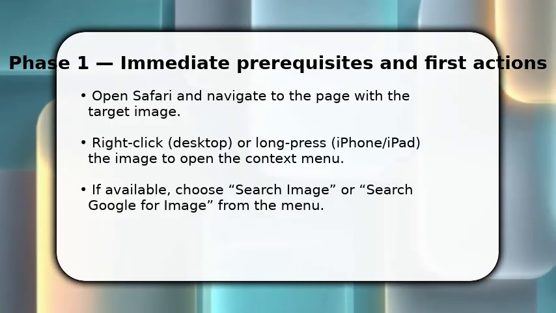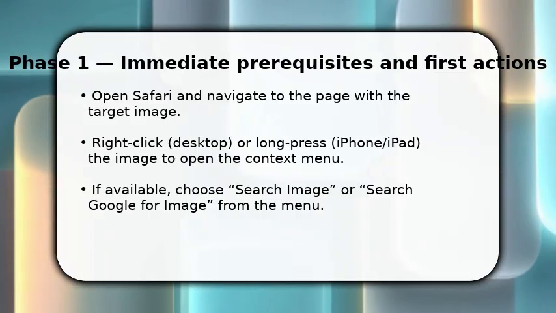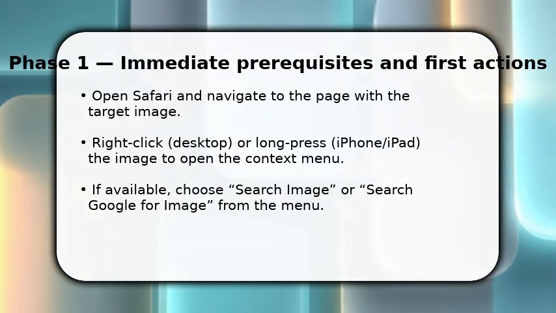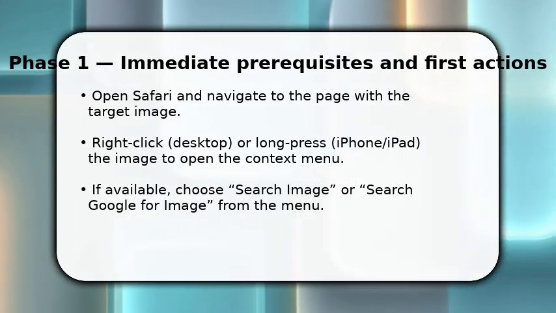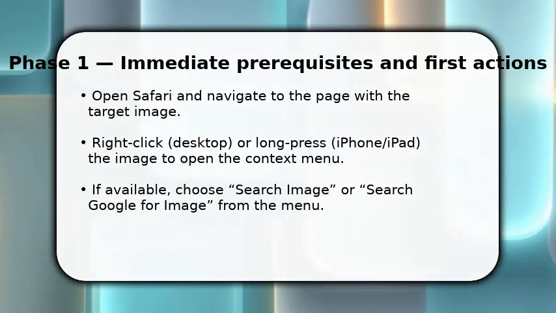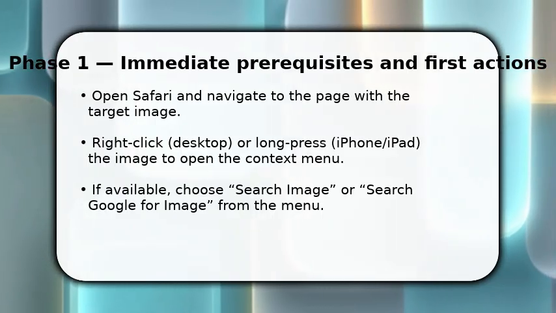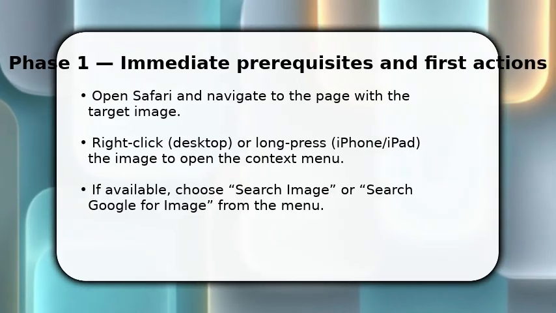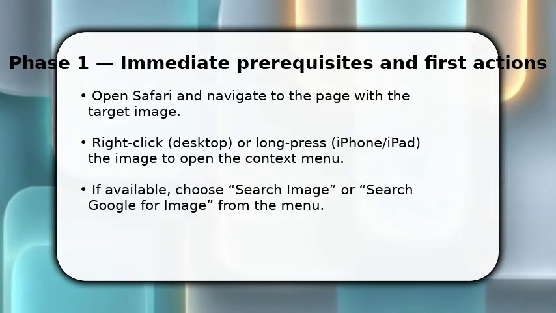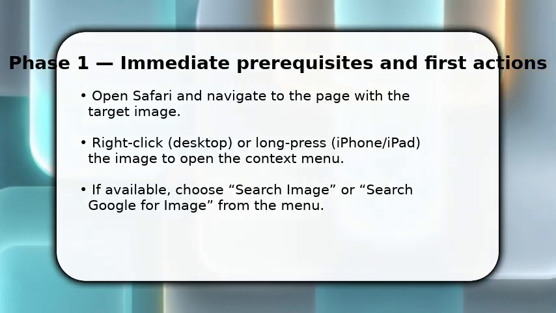You begin by opening Safari and locating the exact image you want to search. Once there, act immediately. On a Mac, right-click the image. On iPhone or iPad, touch and hold. You will see a context menu. Choose the option that says Search Image or Search Google for Image. This sends the image to a reverse search service and saves you typing.